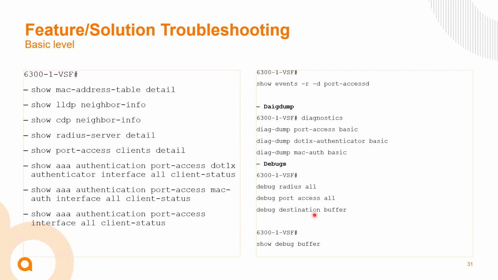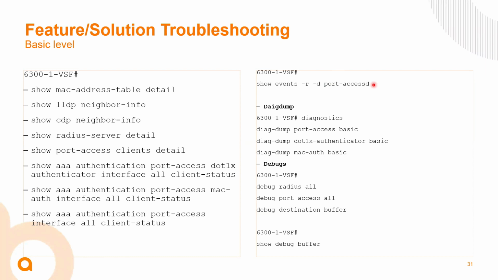These commands are helpful. If you want to enable and see the events which are happening with port-access D or with RADIUS, there is a good command: show events -R -d port-access D. This is the daemon which is running on the AOS-CX for the port access feature. As soon as you issue that, you will get to know what is happening on the box.